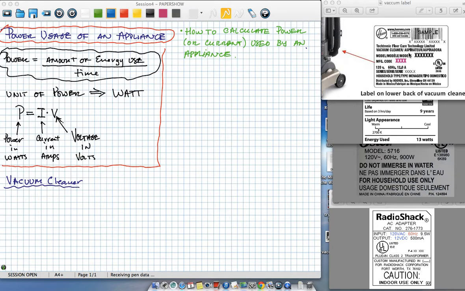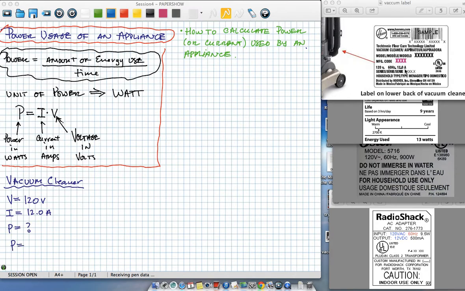The vacuum cleaner label says that it operates at 120 volts, 60 hertz. That indicates that it's AC current. And it looks like it's operating at 12 amps. So there's 12 amps of current flowing through the device. Let's write down that information. We need to know the voltage. Volts is equal to 120 V. Current I is equal to 12.0 amps, and we want to figure out what is the power.